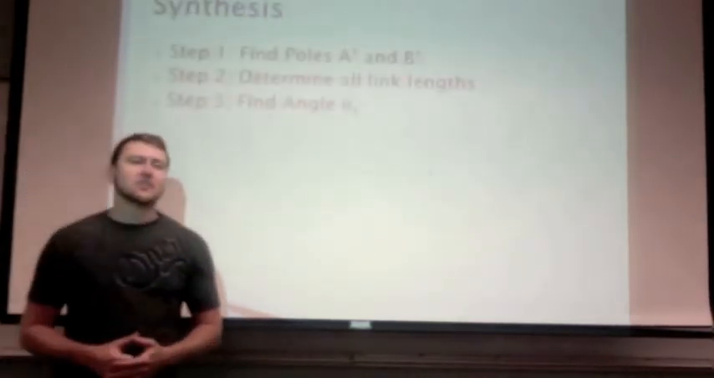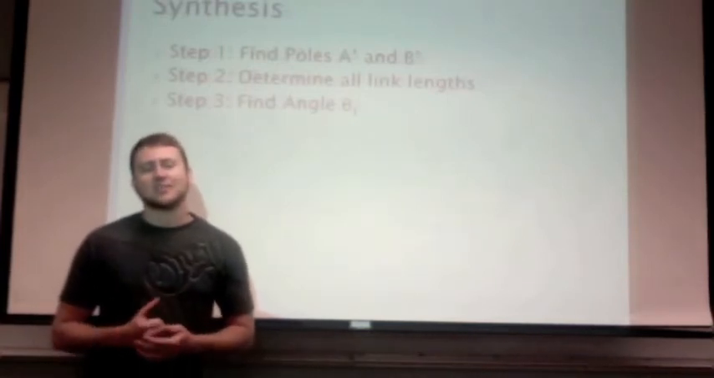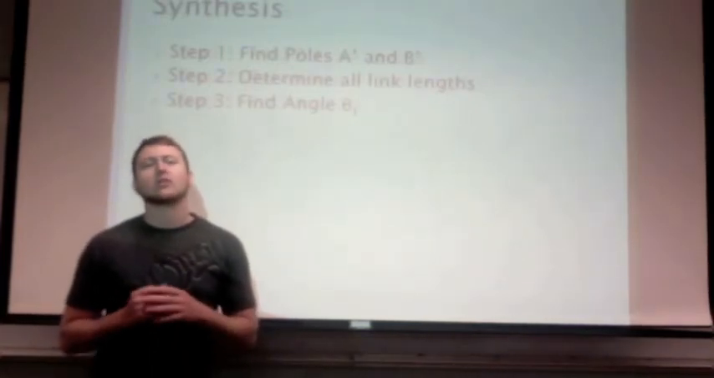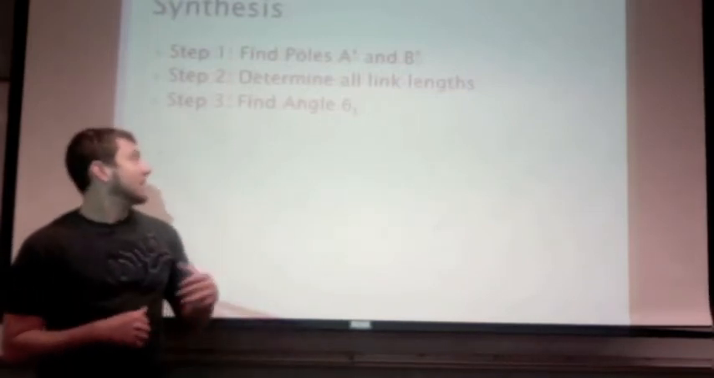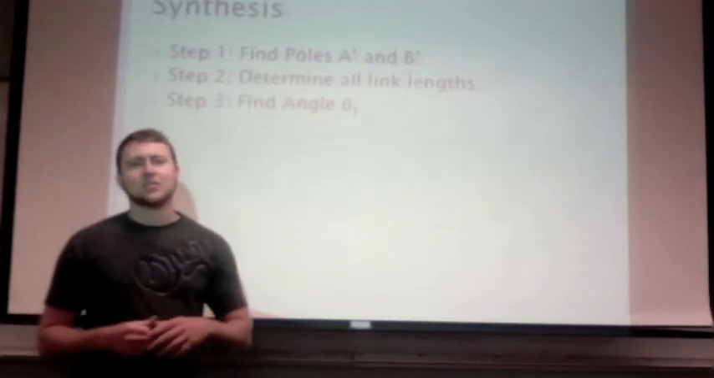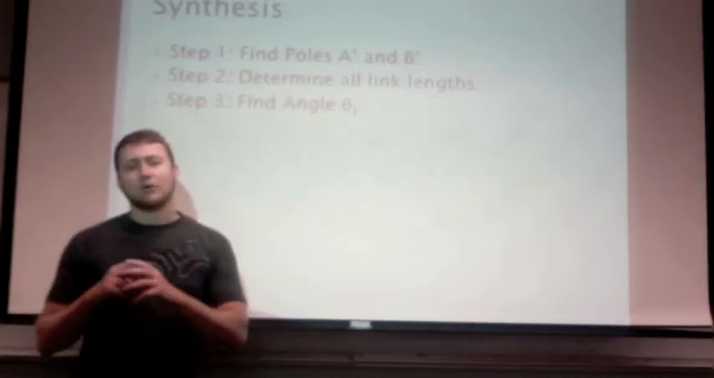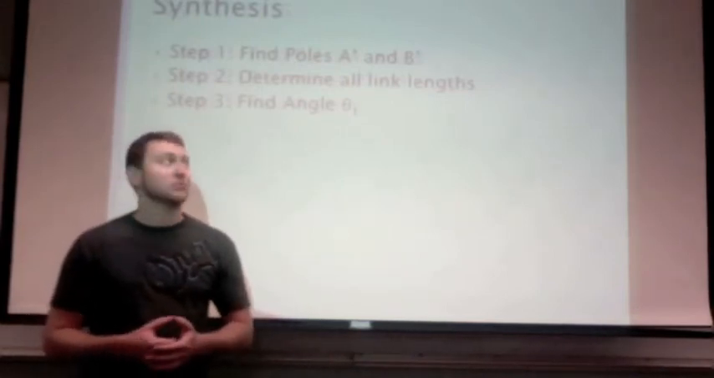Okay, for the synthesis, we had 3 positions of the coupler link given, and we had to synthesize the rest of the mechanism so that our 4-bar could go through these 3 positions. The first part is to find poles A prime and B prime. This is found by analyzing the 3 positions of pole A and pole B, and then you put those on a circle, and the center of that circle will be your pole positions.